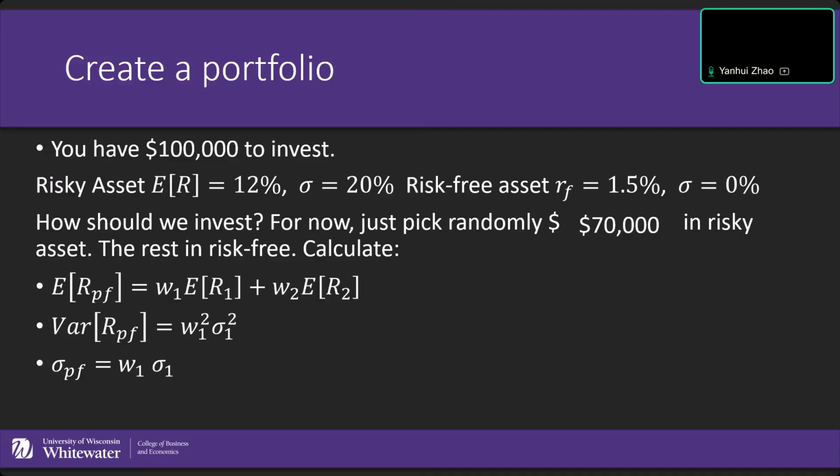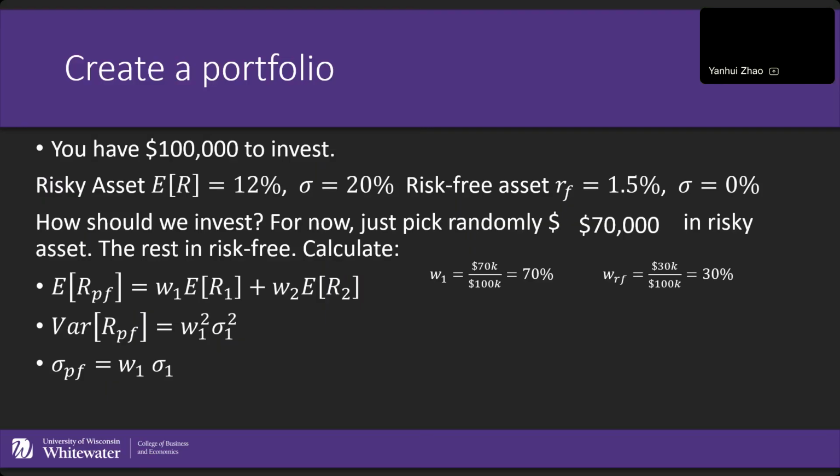Okay, good. 0.7, yeah, 70%. Then what is the weight on the risk-free asset? 30%, right? So that's how we calculate the weight on the risky assets and the weight on the risk-free asset.